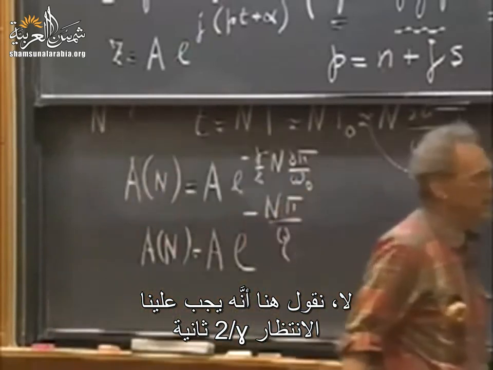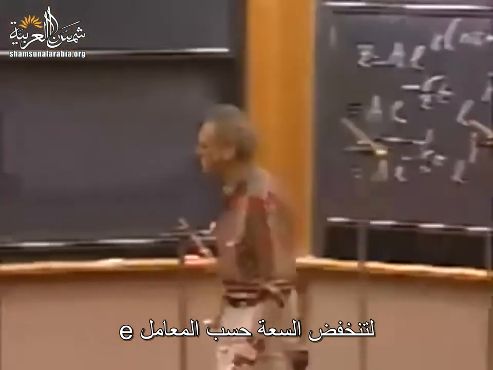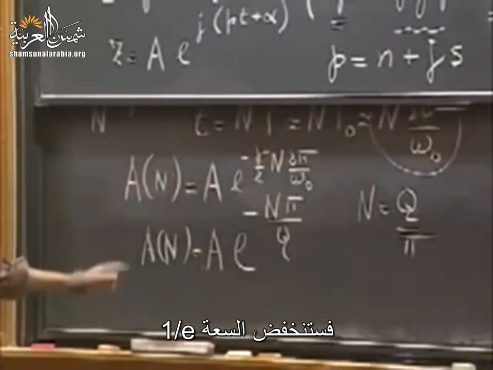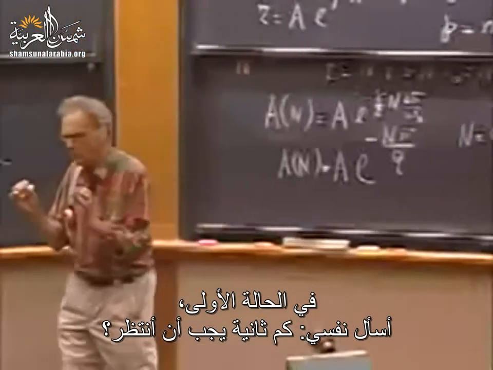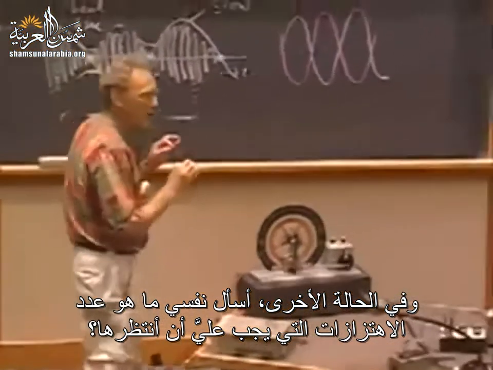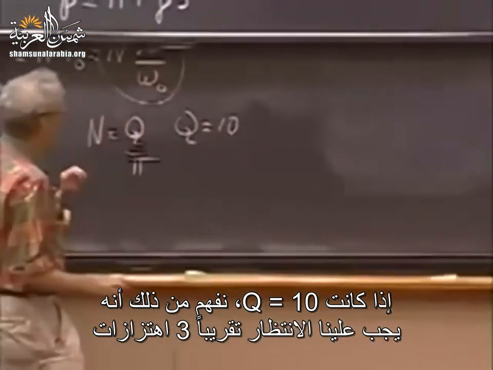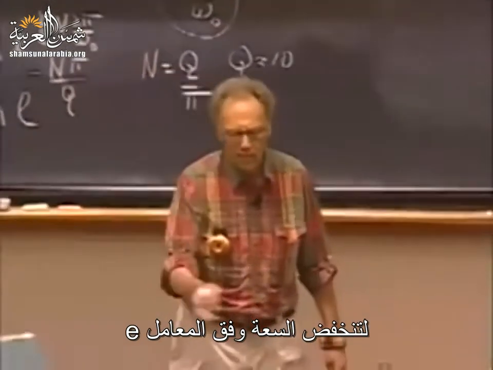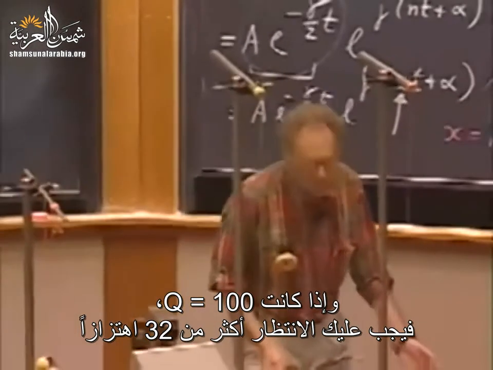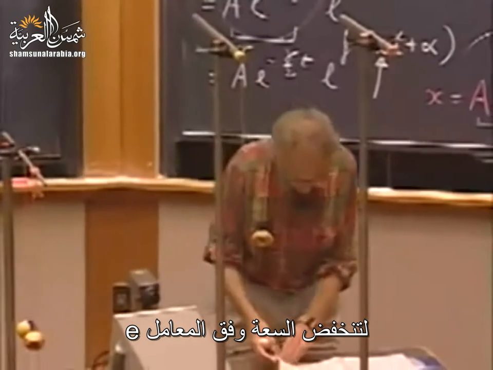No. Here we say I have to wait 2 over gamma seconds for the amplitude to go down by a factor of e. Here we say if n is Q divided by pi, then the amplitude goes down by 1 over e. So in one case, I ask myself, how many seconds do I have to wait? In the other case, I ask myself, how many oscillations do I have to wait? And so if Q is 10, it tells you that you have to wait about 3 oscillations, roughly, for the amplitude to go down by a factor of e. And if Q is 100, you have to wait more like 32 oscillations for the amplitude to go down by a factor of e.